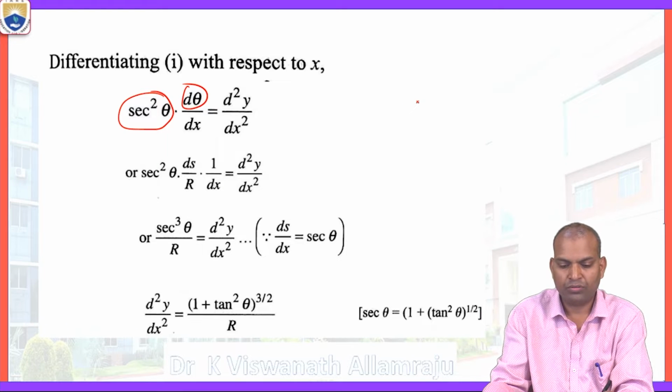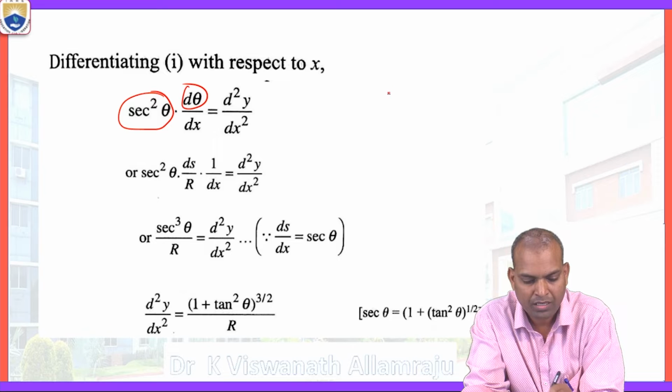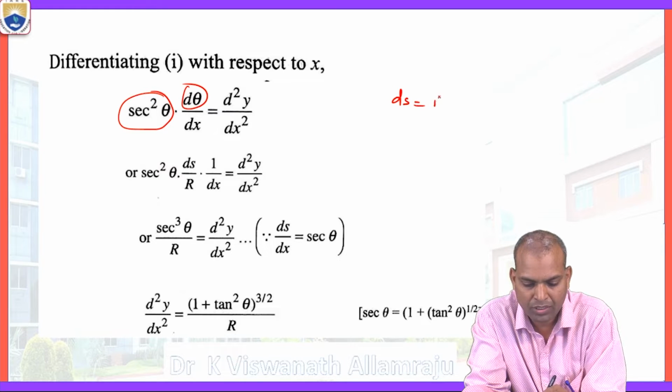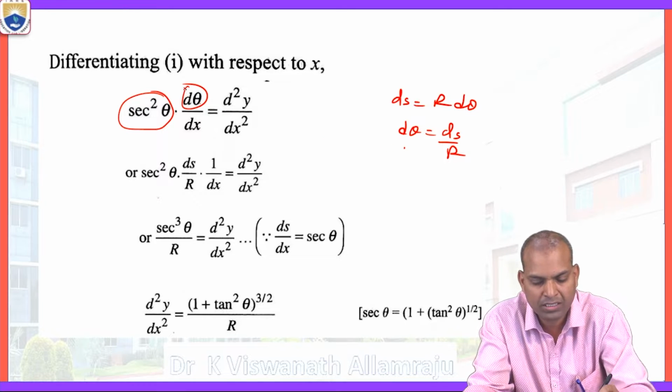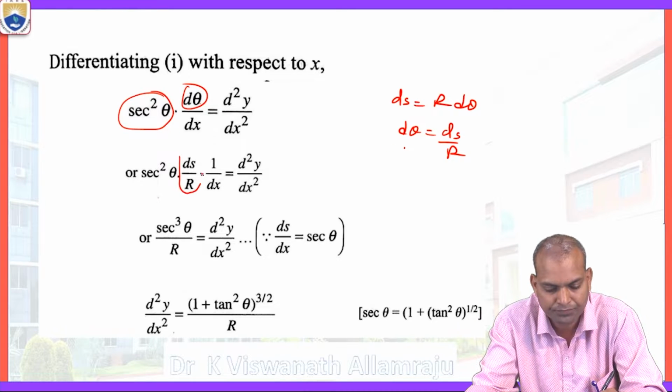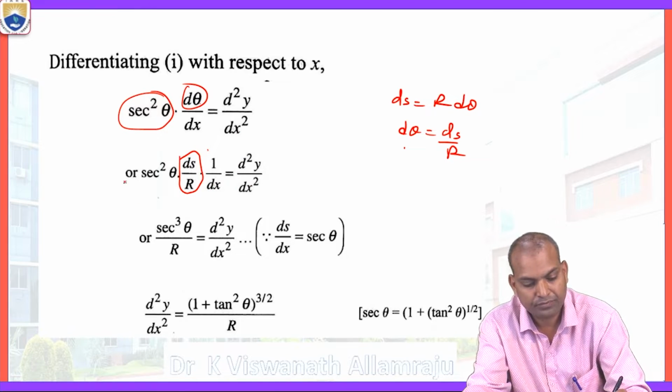What is the d theta here? ds equals r d theta, so ds equals r times d theta. Now d theta equals ds by r. Substitute ds by r in the place of d theta. Here it is 1 by dx, d square y by dx square.